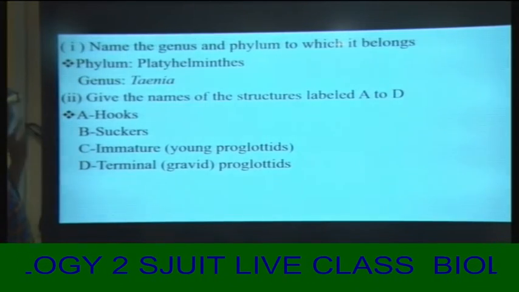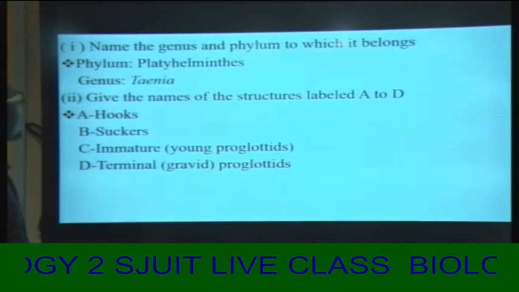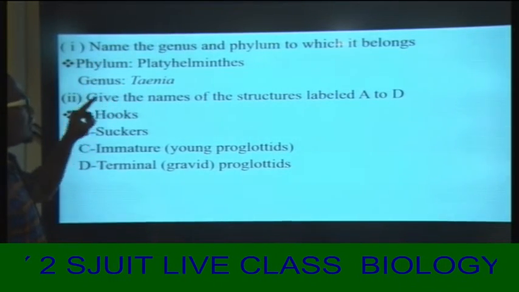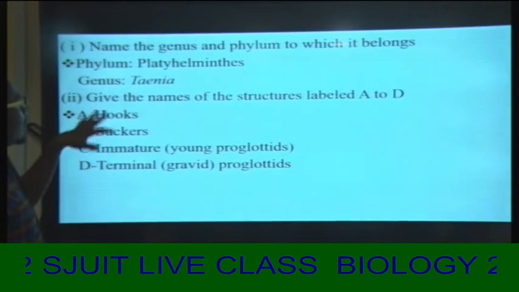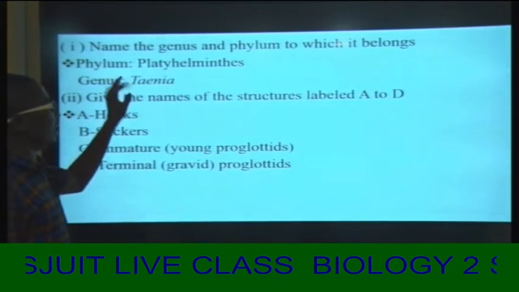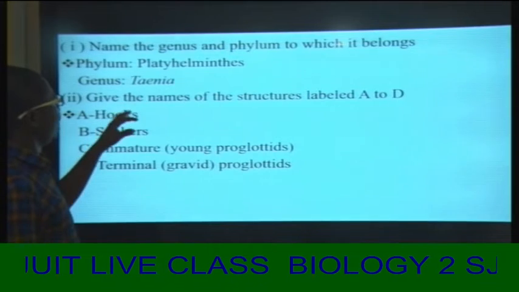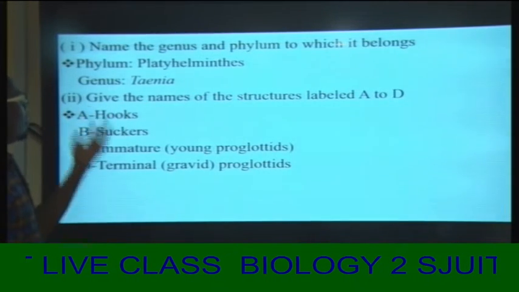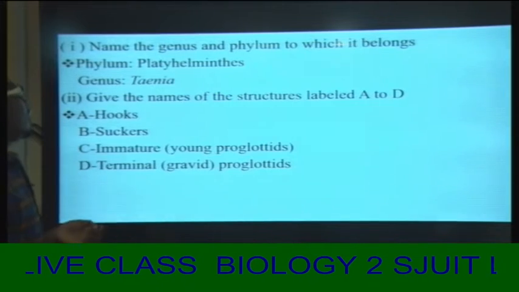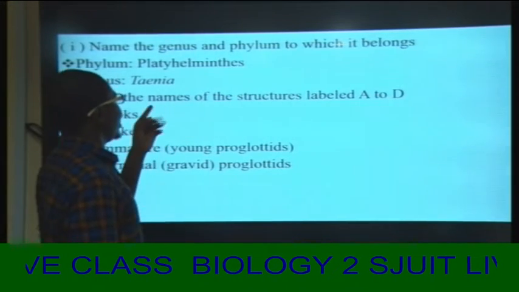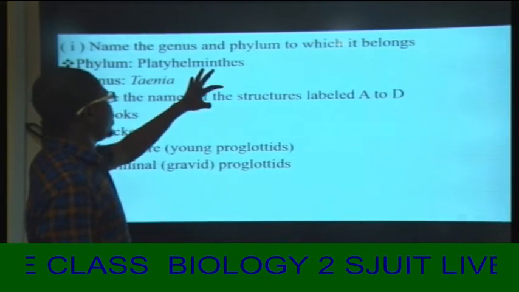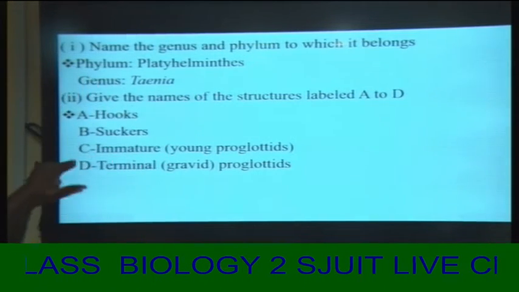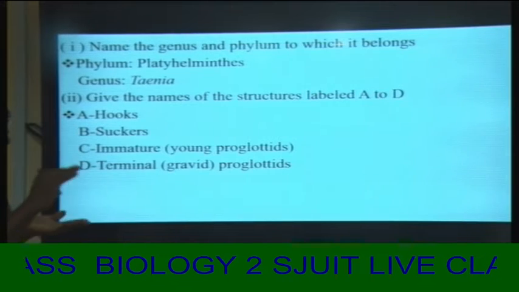So the question from that diagram: name the genus and the phylum to which it belongs. The phylum is Platyhelminthes. The name is derived from their appearance. Platy means flat, and helminthes means the worms. So these are dorsoventrally flattened worms.